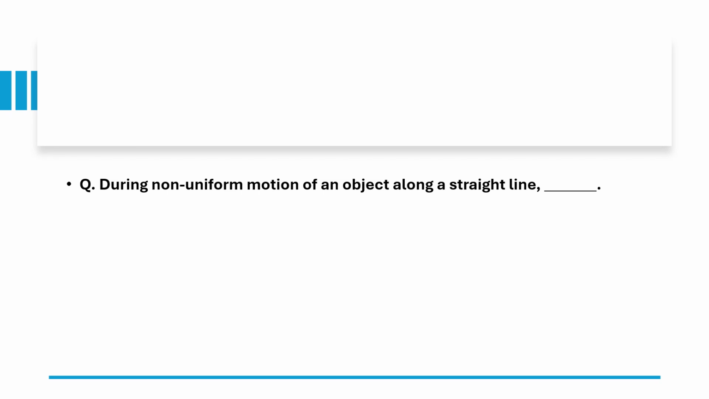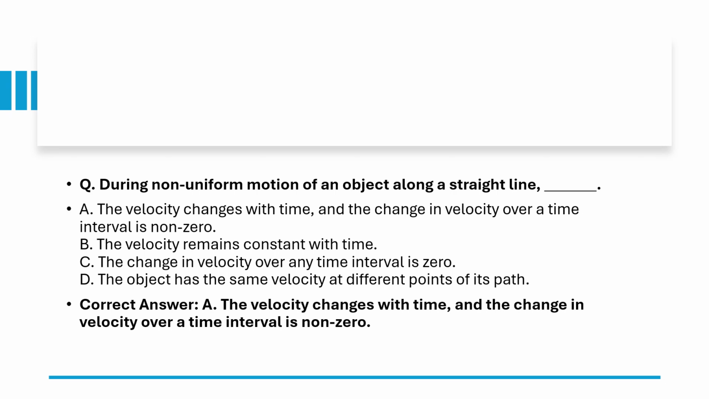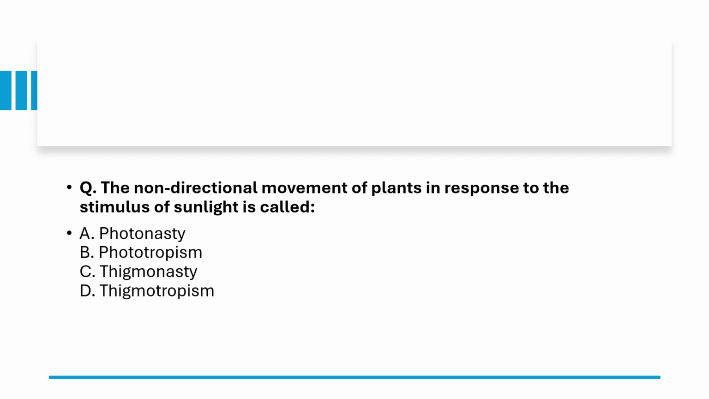During non-uniform motion of an object along a straight line, option A, the velocity changes with time and the change in velocity over a time interval is non-zero. The non-directional movement of plants in response to the stimulus of sunlight is called photonasty.